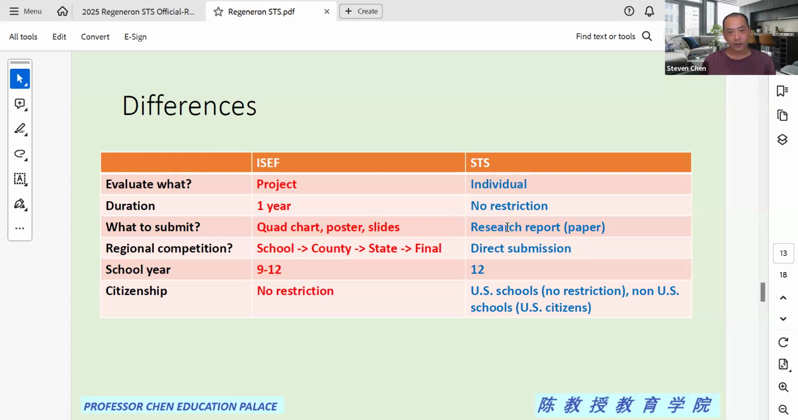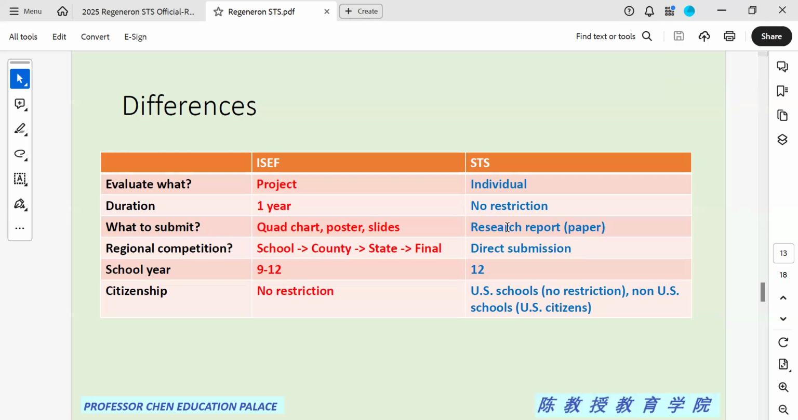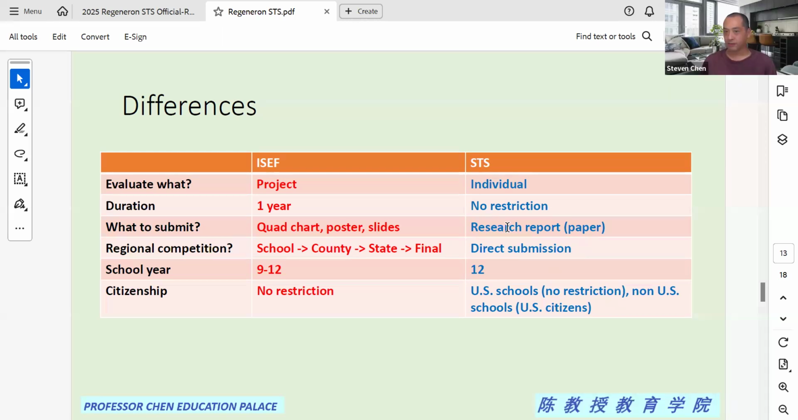And the third thing is what to submit. So for SF, you need to submit chart, poster, slides. So in other words, it means that for SF, if you don't have a research paper, you may still get a top tier award. That's possible. But for STS, no way. For STS, you must submit your research report, or we call the research paper. And you don't need to submit slides, posters.